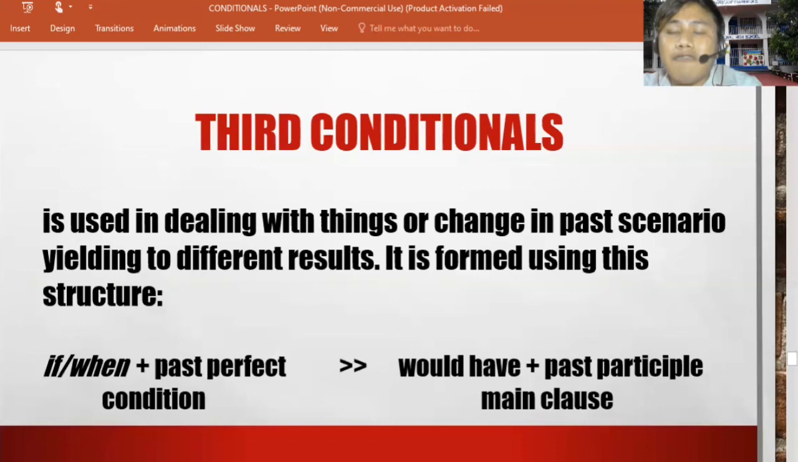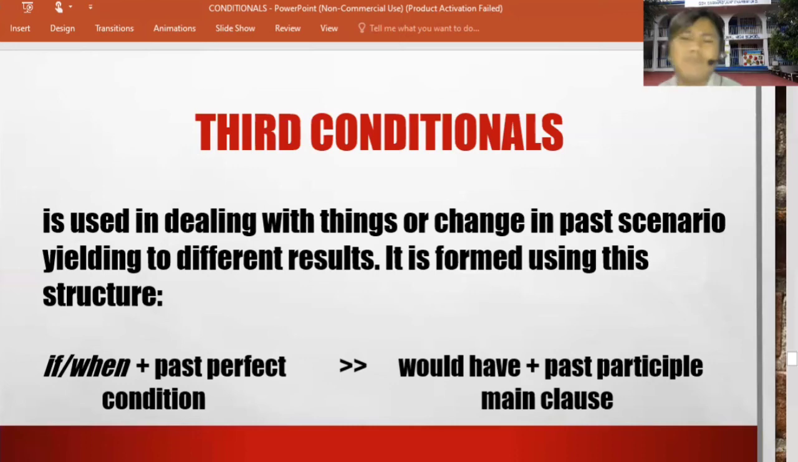So that is for our second conditional. Now let's move on to the last one, the third conditionals. The third conditional is used in dealing with things or changes in past scenarios, leading to different results. It is formed using this structure: if plus past perfect.